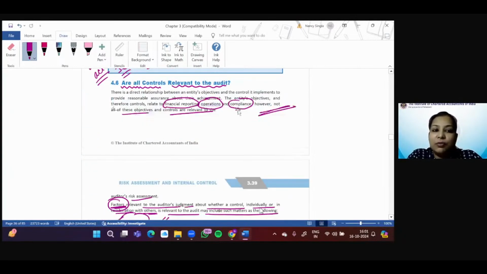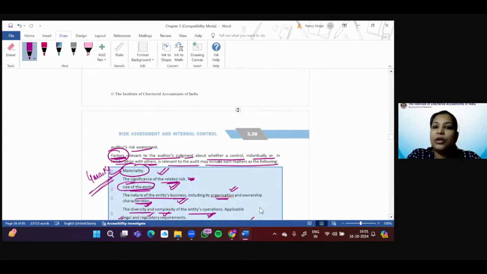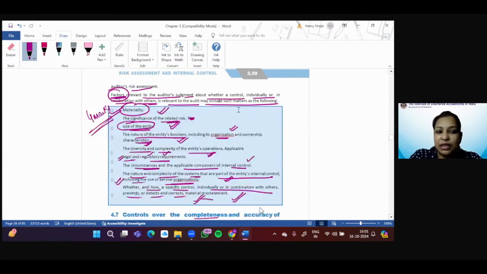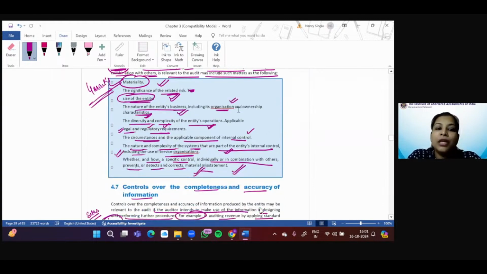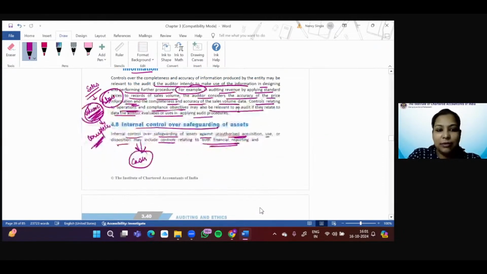Then we did various small topics, such as whether all controls are relevant to audit. We discussed that controls may relate to financial reporting, operations, and compliance. And whether a control is relevant or not, the auditor is going to consider various factors which are mentioned in this blue box. Controls over completeness and accuracy: if the auditor uses such data, then it can be relevant. For example, the sales example also.